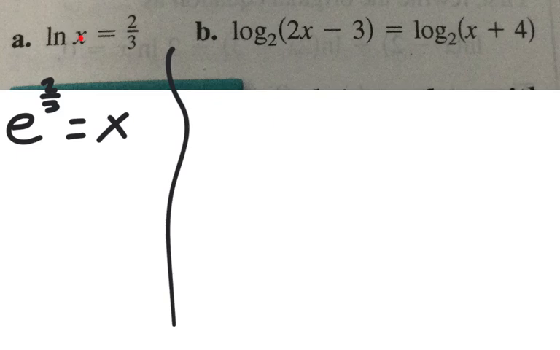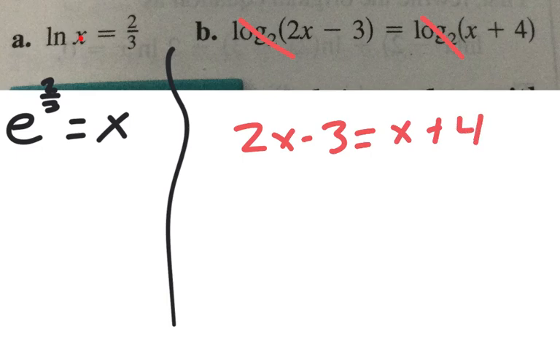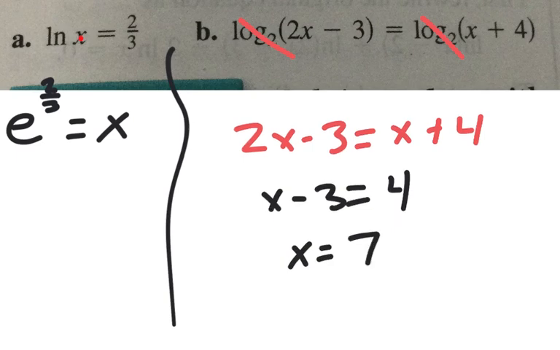B part, I have logs on both sides. They're both log base 2. I can drop the logarithms. That tells me 2x minus 3 equals x plus 4. Subtract x. So that tells me x minus 3 equals 4, and then add 3. So x equals 7. Now I need to plug that in to make sure it works.